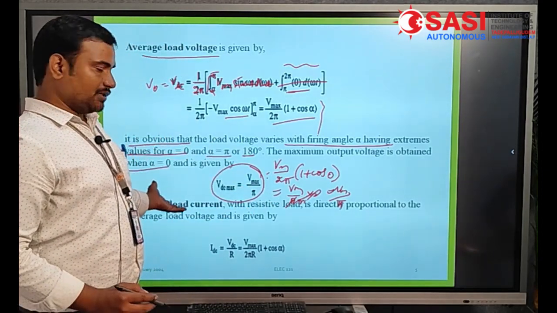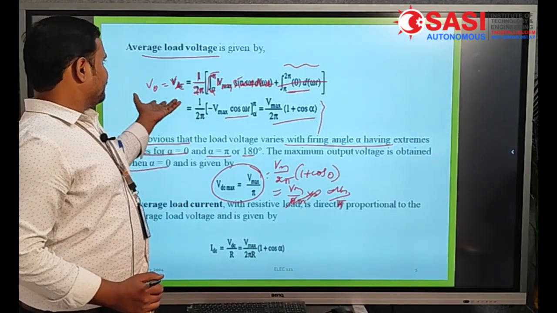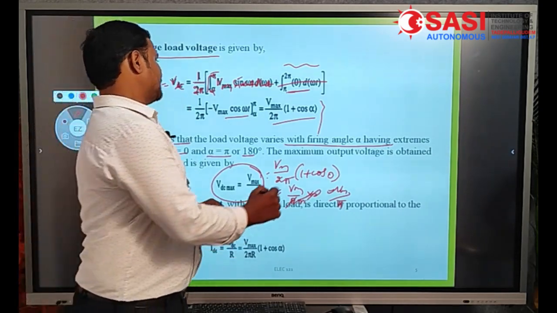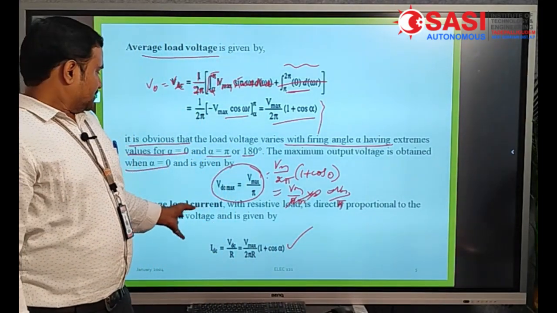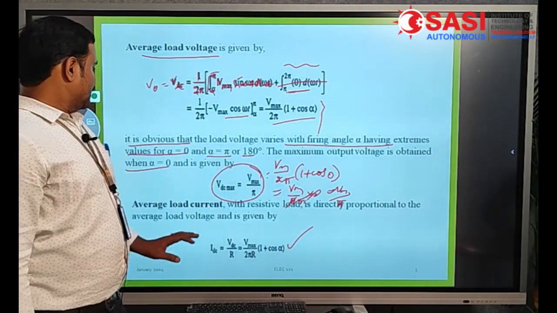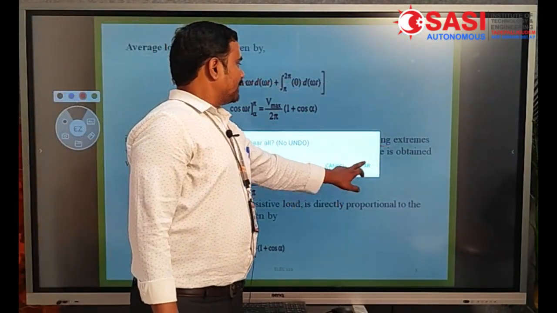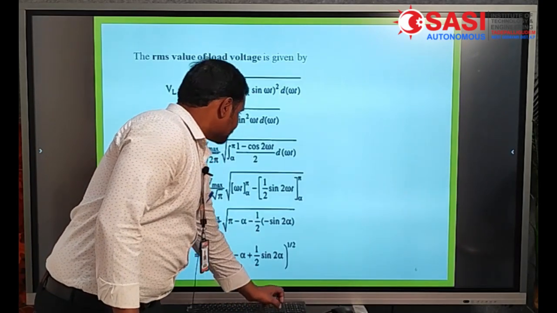Similarly we can find the load current, that means the voltage available at our load divided by the resistance value, so we will get the same equation for the IDC, that means VDC by R. So this is about the calculation of average voltage and current in the half wave controlled rectifier.